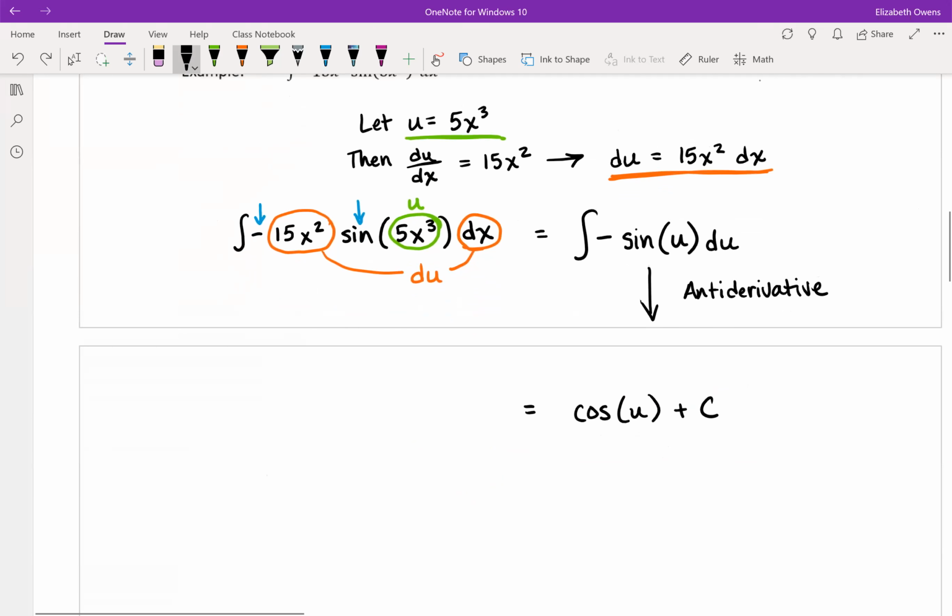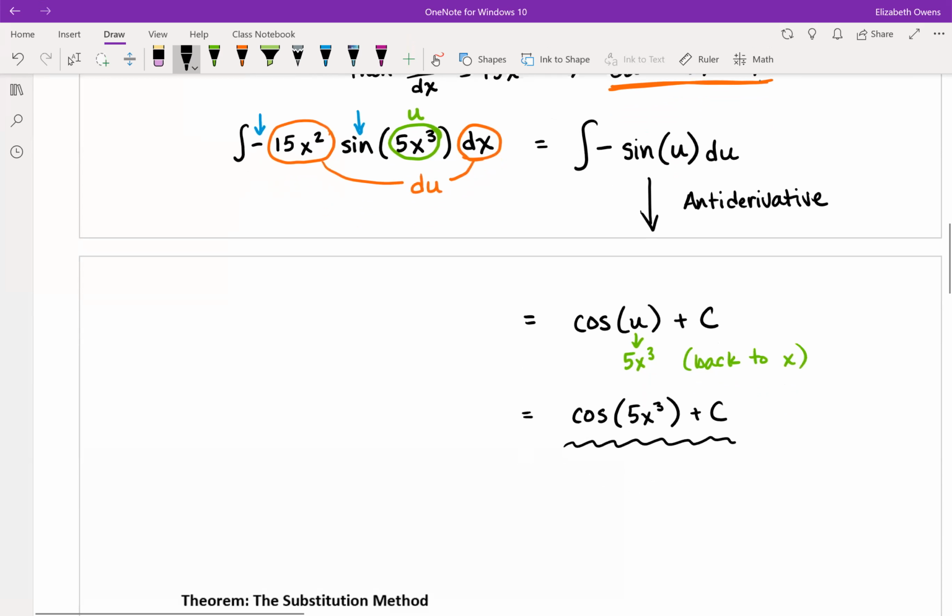Okay, so instead of u here, we are going to switch this back to 5x cubed, and that's the only thing that was in terms of u. So that's all we have to change. So let me note here that we are going back to x's. And so we would end up with the cosine of 5x cubed plus c. And that is the answer for this indefinite integral, cosine 5x cubed plus c.